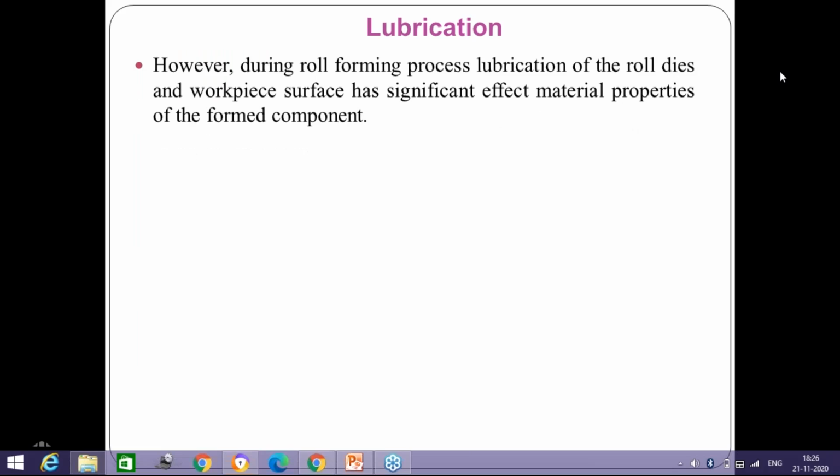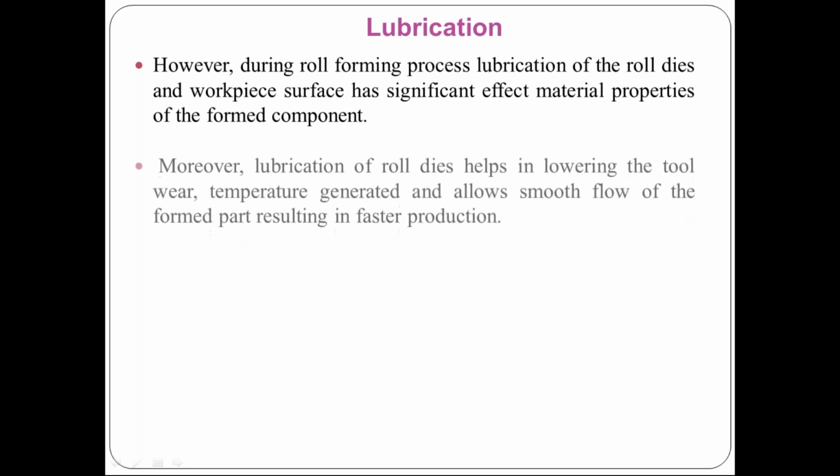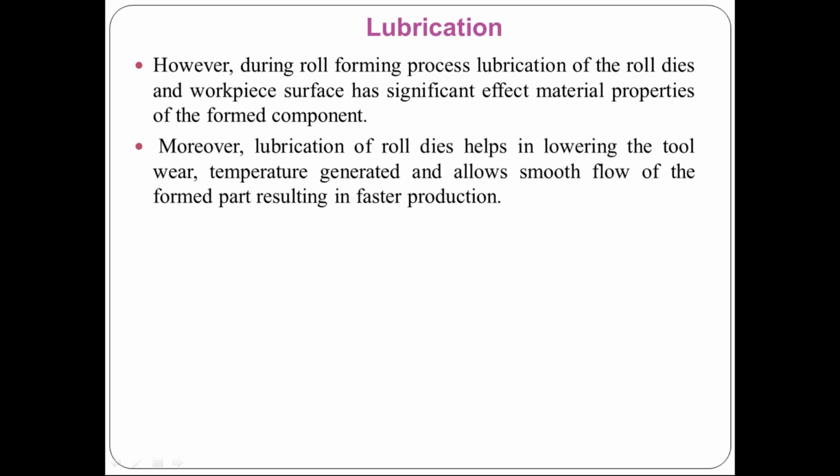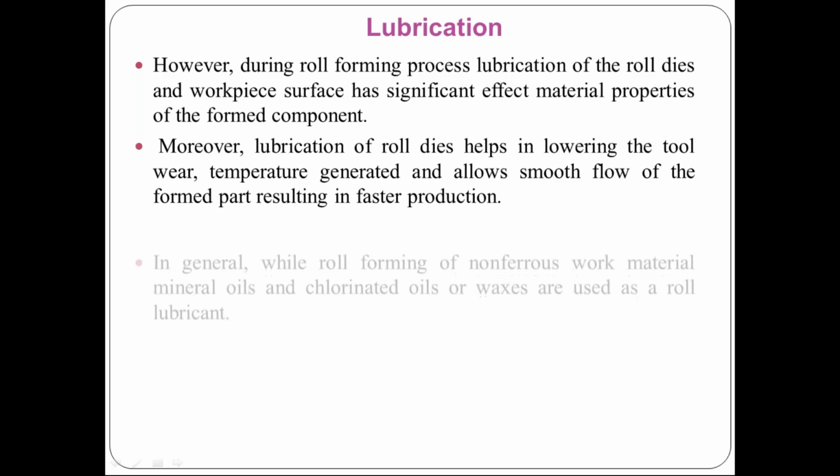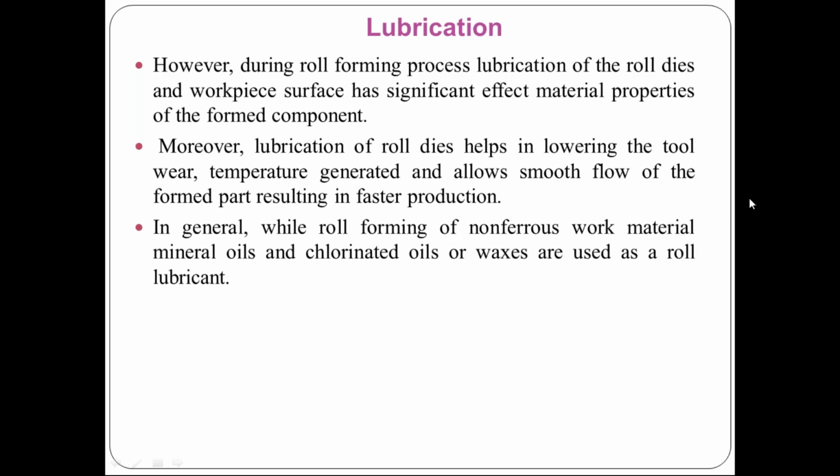Now we will see what is the role of lubrication. During the roll forming process, lubrication of the roll dies and workpiece surface has a significant effect on the material properties of the formed component. Moreover, lubrication of the roll dies helps in lowering the tool wear and temperature generated, and allows smooth flow of the formed part, resulting in faster production.